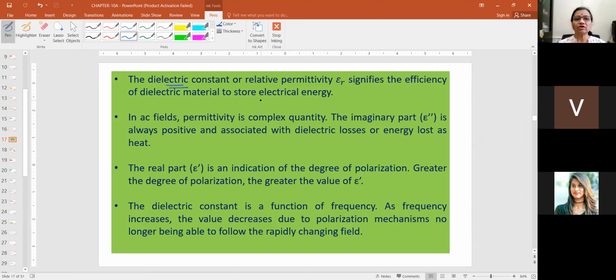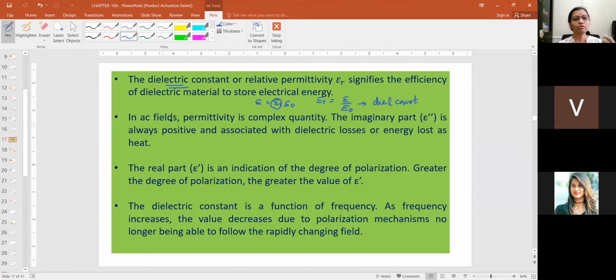You must have seen, epsilon equals epsilon r into epsilon naught. You have seen this epsilon r, which is equal to epsilon by epsilon naught, is also called the dielectric constant. Dielectric constant or relative permittivity epsilon r signifies the efficiency of the dielectric material to store energy, because I told you all these materials are essentially for storage of energy. So the higher this value, the better the energy storage.